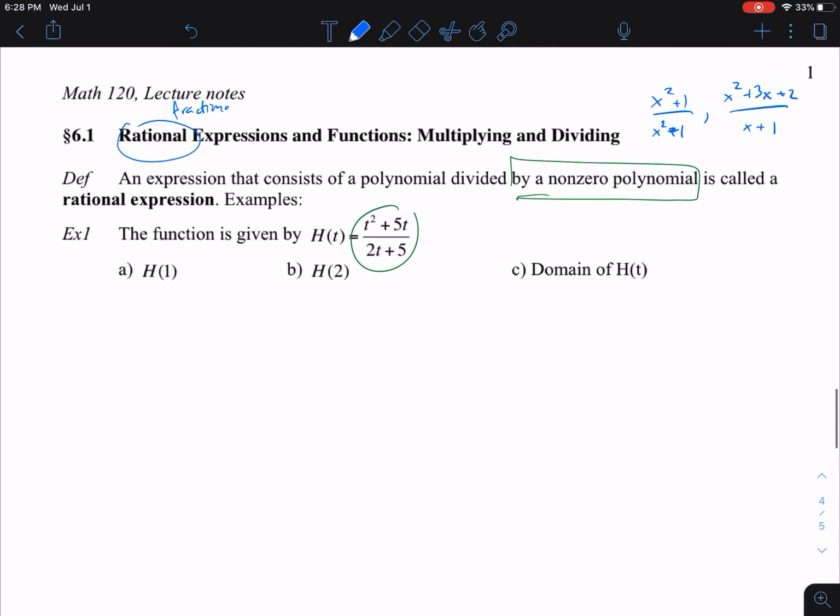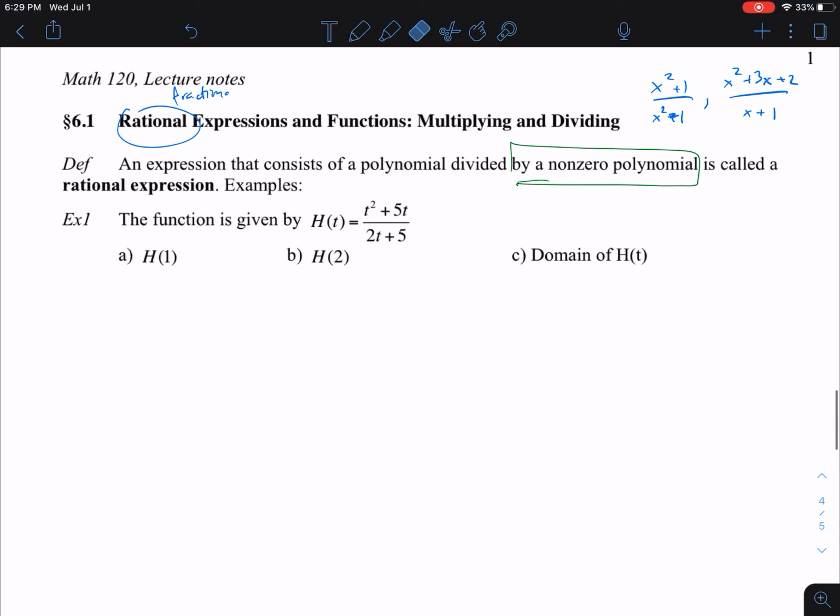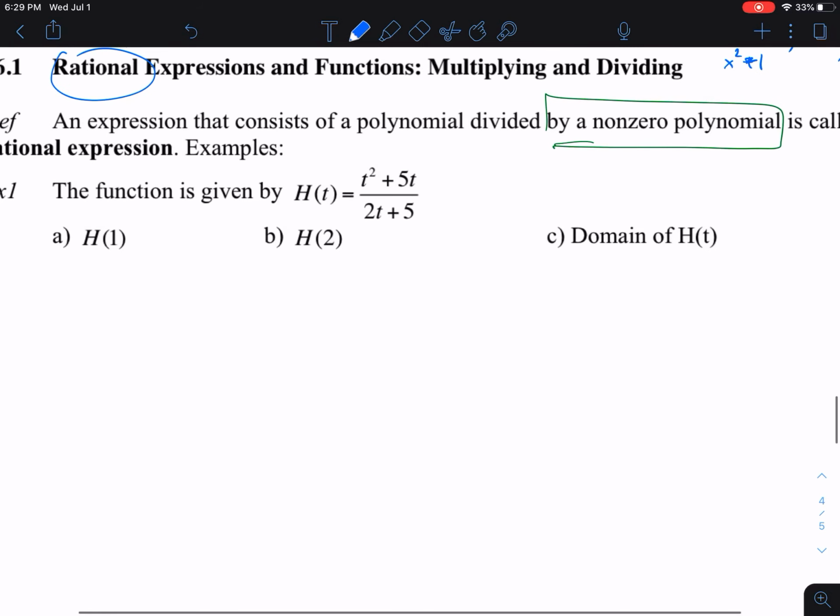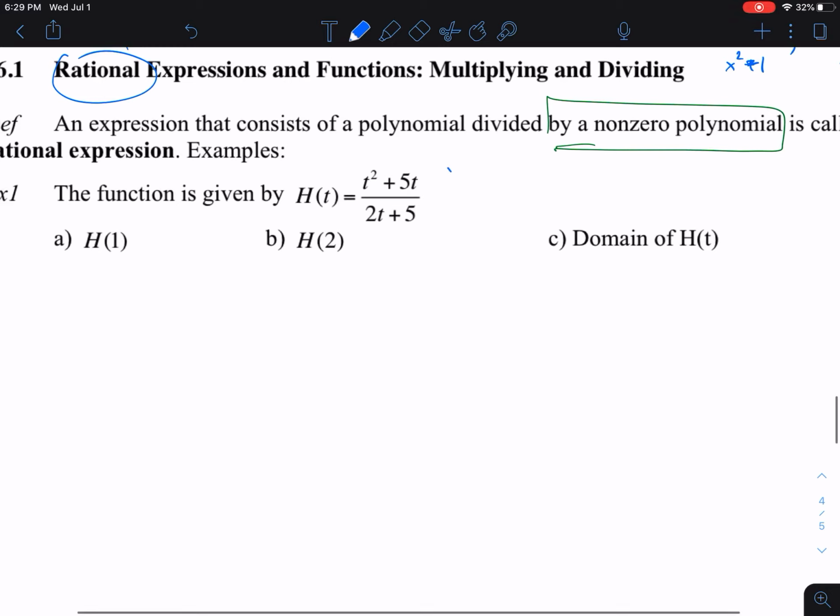So let's look at the first example here. What do we mean by finding these values? Given this function h of t, t squared plus 5t over 2t plus 1, this is a function that consists of a rational expression within. So this is a rational function, not a rational expression.